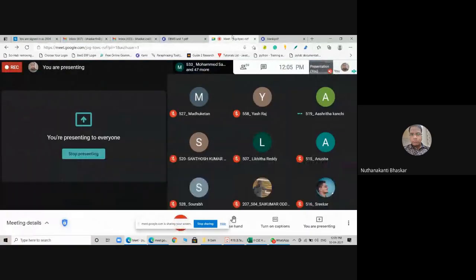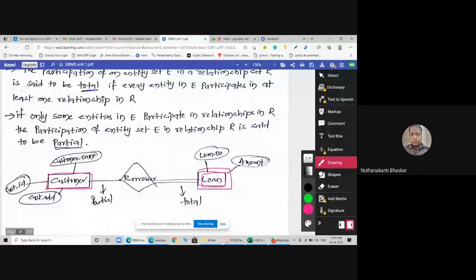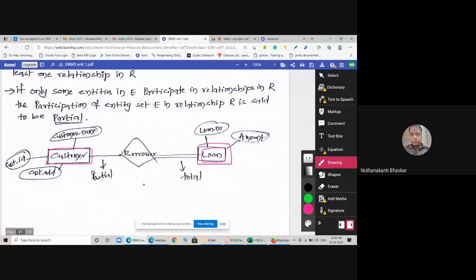Definition is clear. Yes, sir. Now, this example: customer borrows loan.